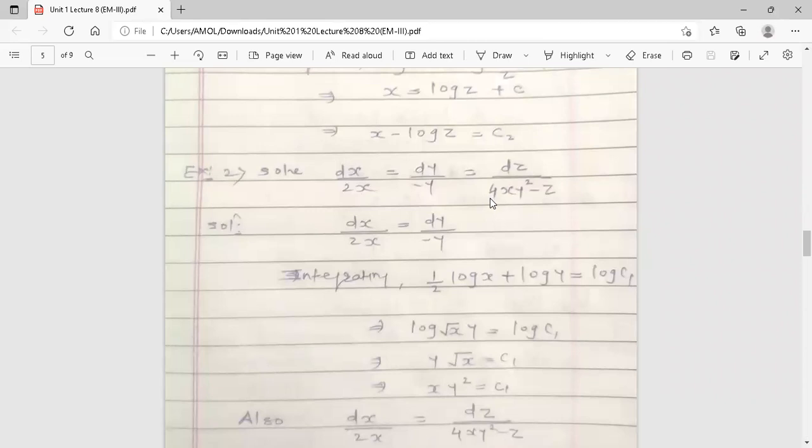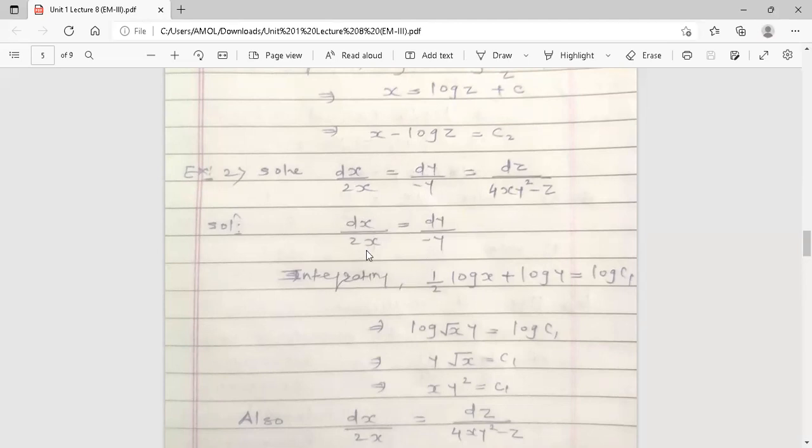Now here you consider the first two ratios, dx upon 2x is equal to dy upon minus y. It is in variable separable form, so you just integrate it, no need to simplify. It is already in variable separable form because all the terms of x are in the LHS and all the terms of y are in the RHS. So integrating, we get 1 by 2, constant.